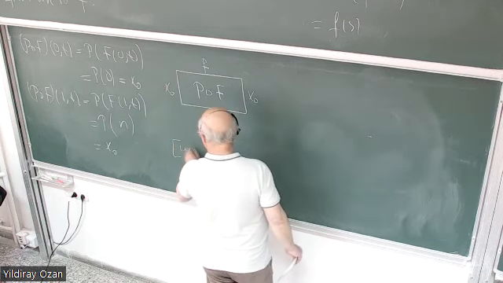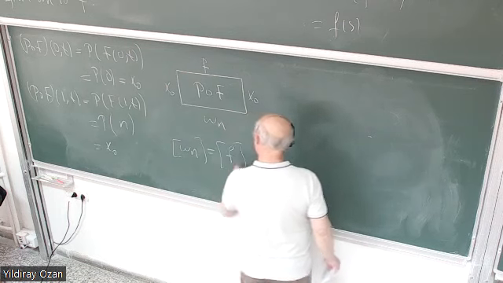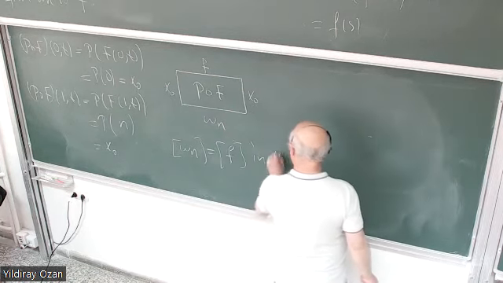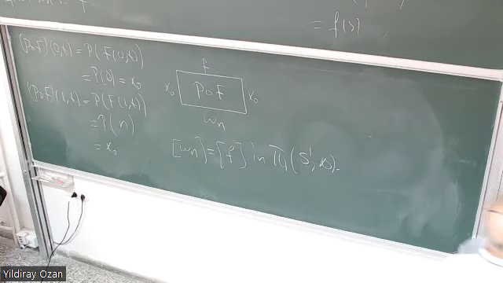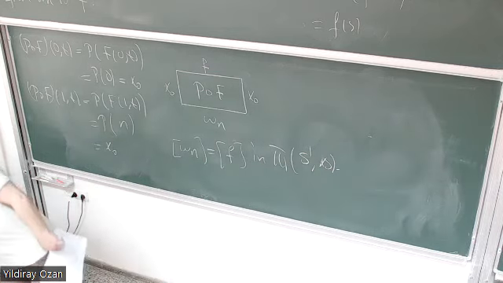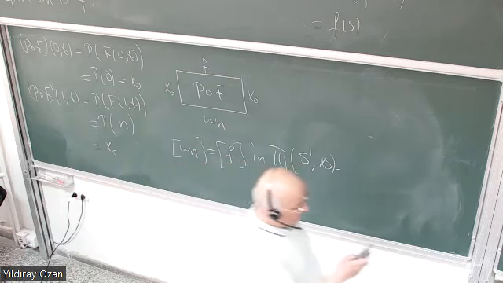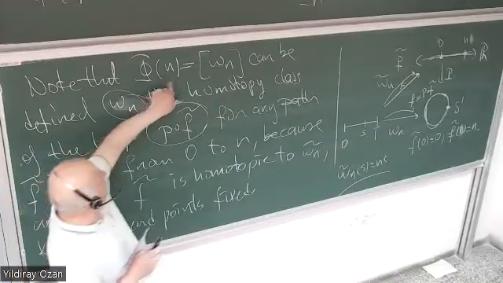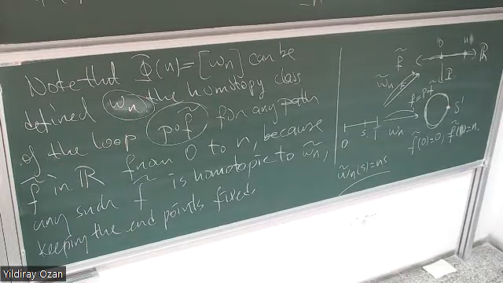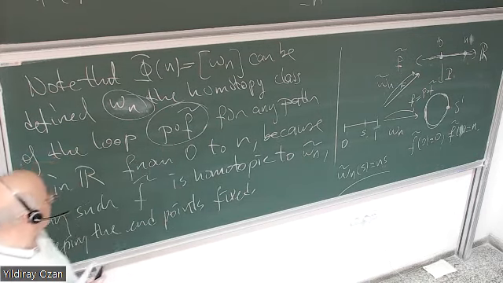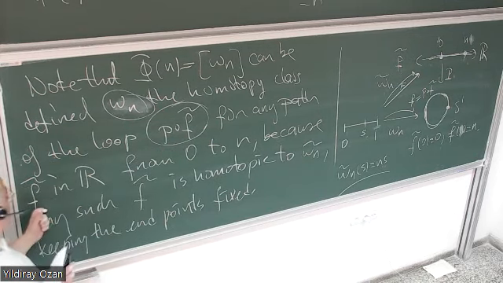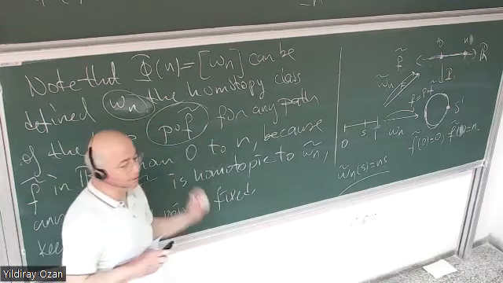Okay, so it's a homotopy from Wn to f. Therefore, the class of Wn is the same as the class of f in pi 1 of S1, x0. And that was our claim, right? We just said that the class of Wn can be defined as the homotopy class of any composition like this, where f tilde is any path in R from 0 to n.